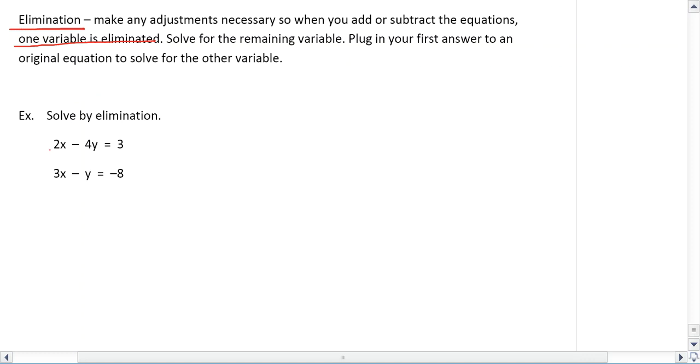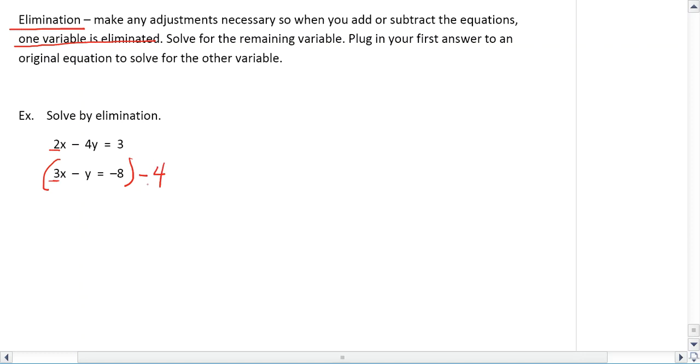So you're looking at your x coefficients here. We have 2 and 3. If we wanted these to drop out when we added them, we could multiply the top by 3 and the bottom by, say, a negative 2, and then we'd have a plus 6 and a minus 6. So that's a possibility. If we look at our y's here, we have a negative 4. So if we had a 4y here, it would have to be a positive, and then the y's would drop out. So it doesn't really matter. You can decide whatever you are wanting to do.